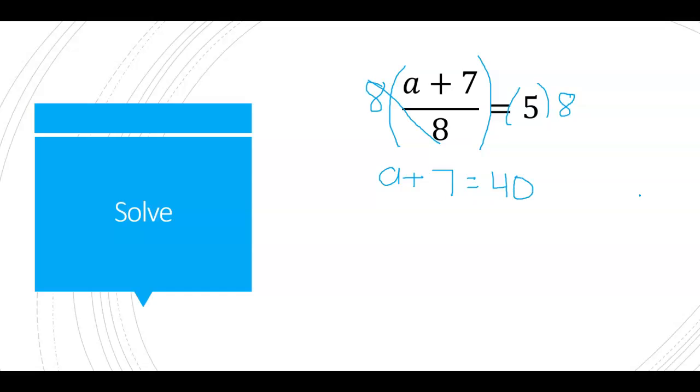Okay, Nevaeh. I have A plus 7 equals 40. How do I solve for A? Yep, I'm going to subtract 7 from both sides. And who haven't I heard from in a while? Luke, what's 40 minus 7? Good.